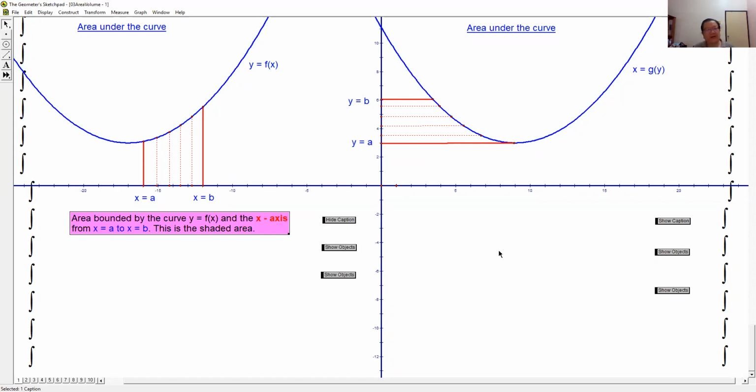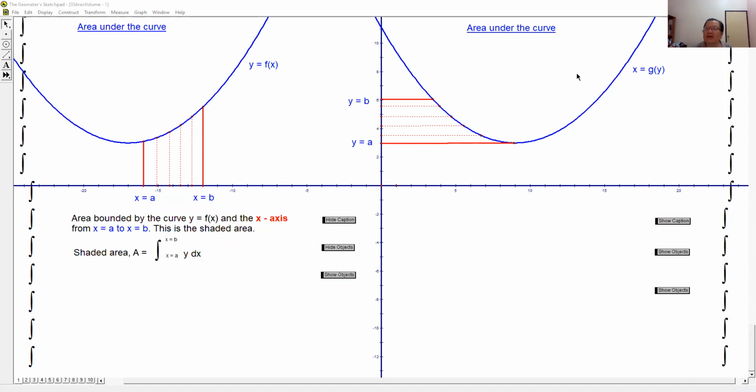In the first case, we are referring to the area bounded by the curve y equals f(x) and the x-axis from x equals a to x equals b. This is the shaded area, and this is the area we want to find. This area is given by the formula: area equals the integral of y dx from x equals a to x equals b.